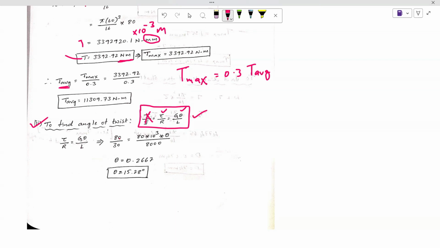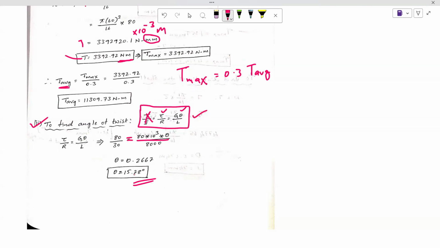Tau is 80 Newton per millimeter square, R is 30 mm, that will be equal to 80 into 10 to the power of 3, because G is the modulus of rigidity given in the problem, into theta, divided by L, the length, which is 8000. All these are in mm. Now from this equation, theta is equal to 0.2667 radian. Convert that into degree. So the final answer, the angle of twist, will be 15.28 degree.